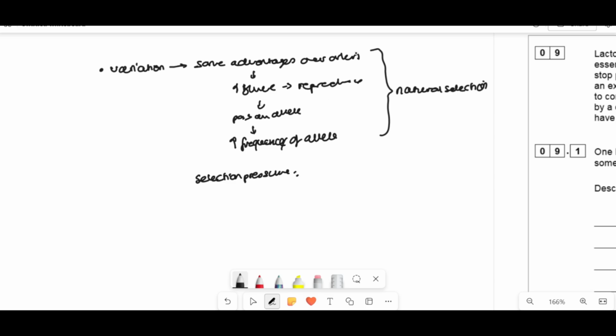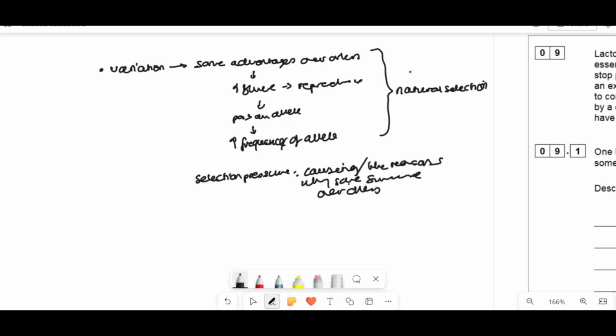Selection pressure is the thing specifically causing the differential survival, the reasons why some survive over others. The ones that can cope with it and deal with it survive, reproduce and pass on the allele. Those are because of different adaptations.